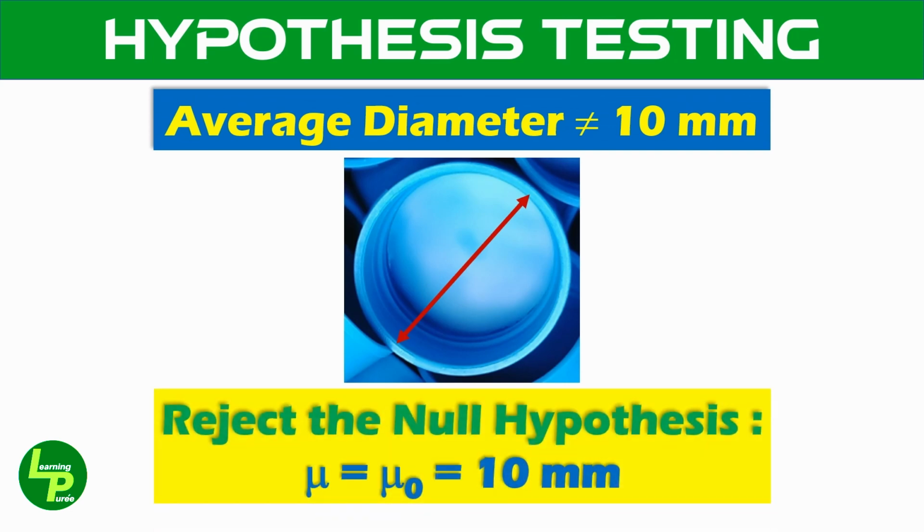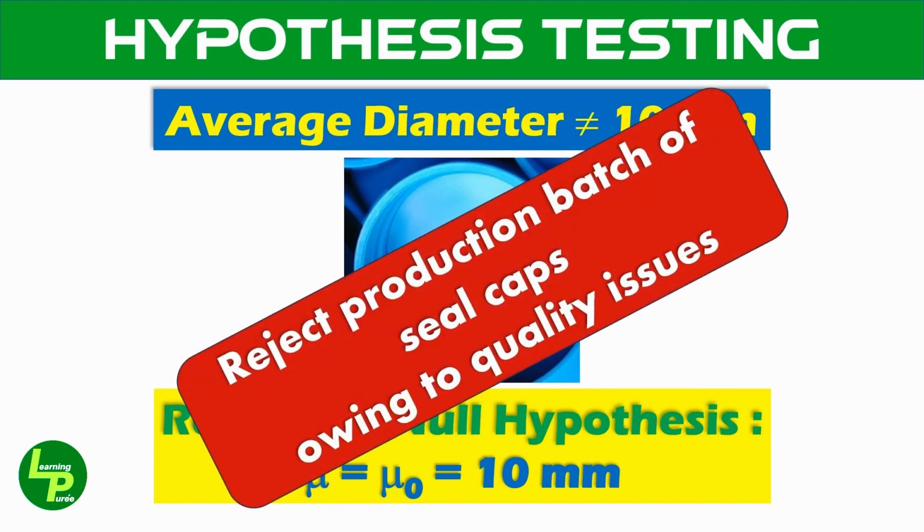the null hypothesis. In other words, it means that the measurements of the sample selected for testing do not conform to that of the historically observed values of the population. Hence, we will reject the entire production batch of seal caps owing to quality issues.